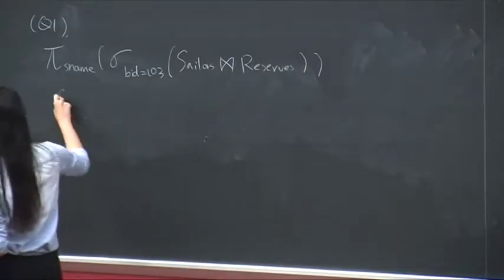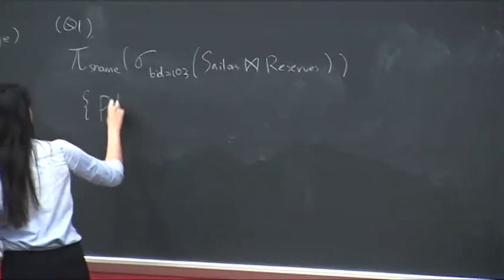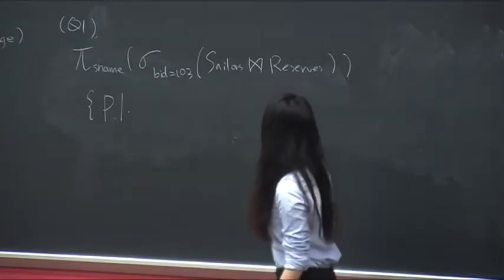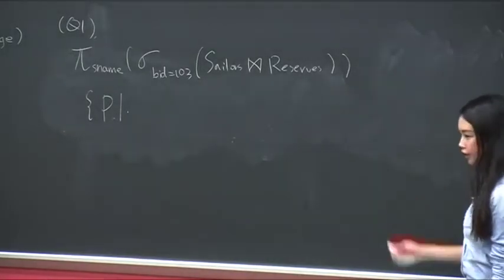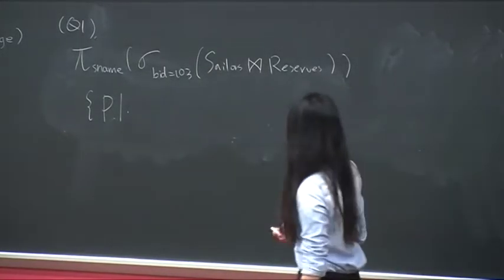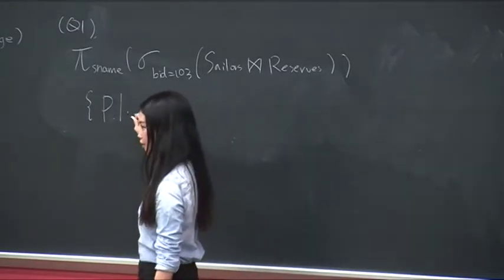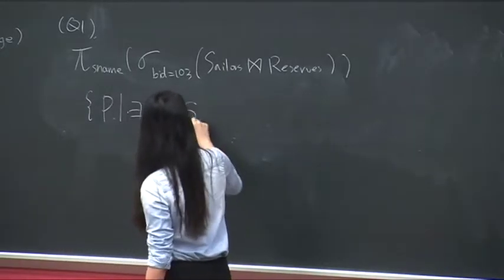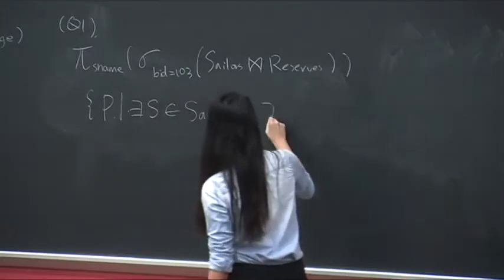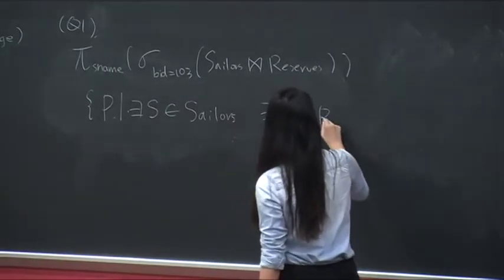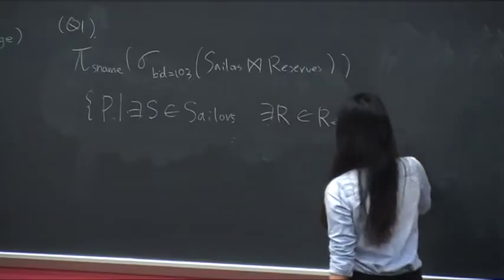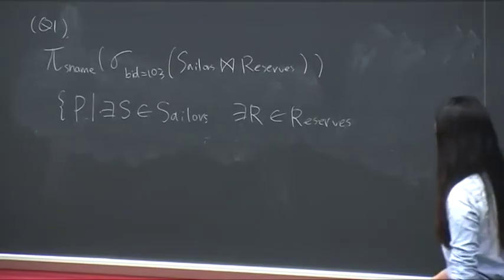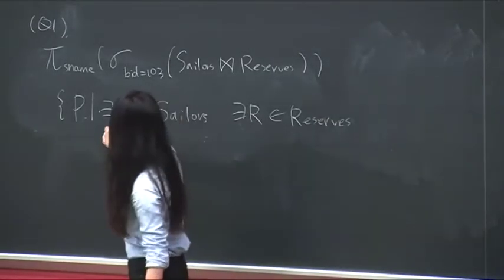Start from the curly braces. Say tuples P are in the result. So again, what are the relations involved? Sailors and reserves. So how should we start? There exists S that belongs to sailors. Also, there exists R that belongs to reserves. Okay, so that's how we want to start. And this time we have selection. So what should we do?